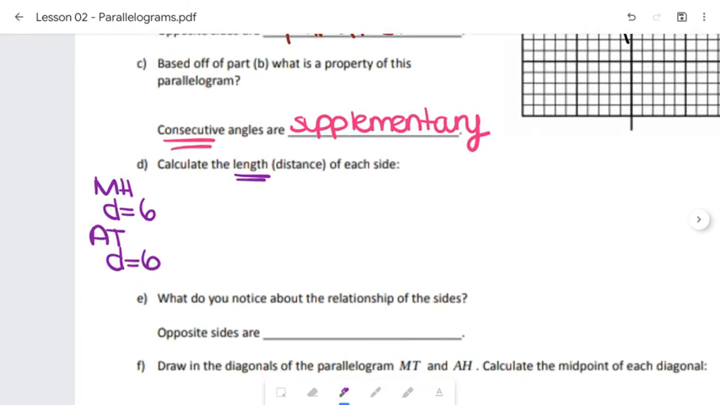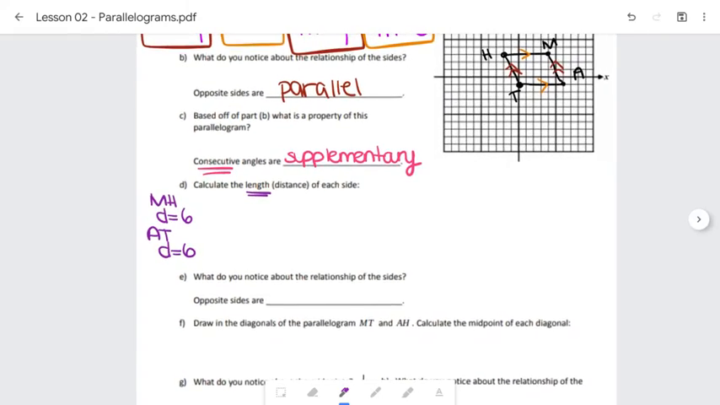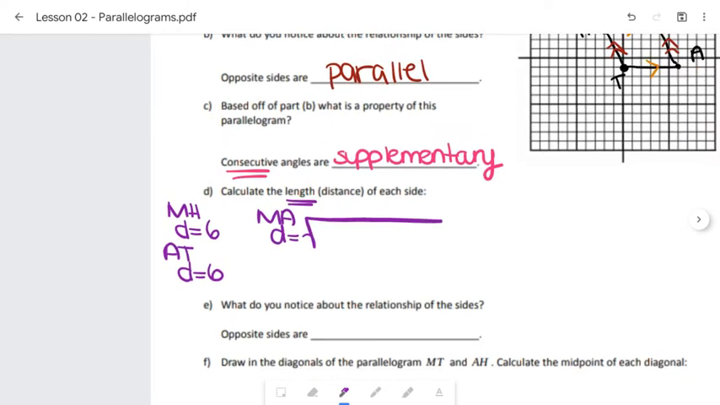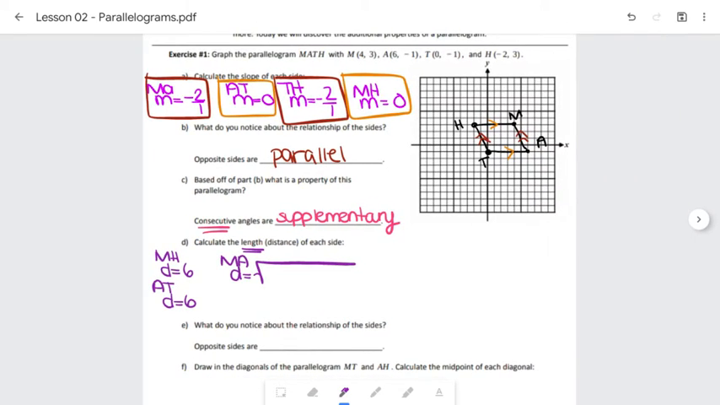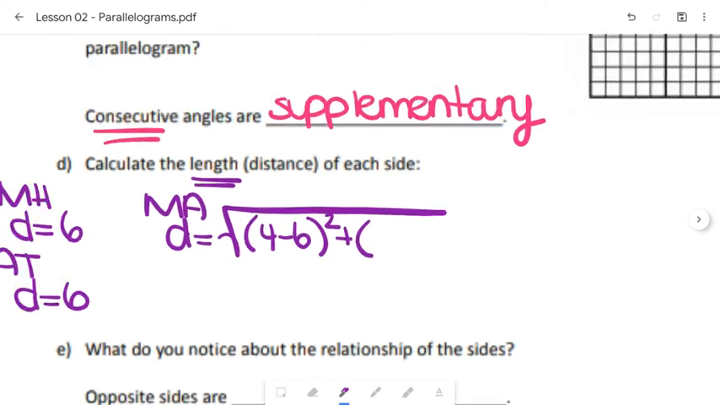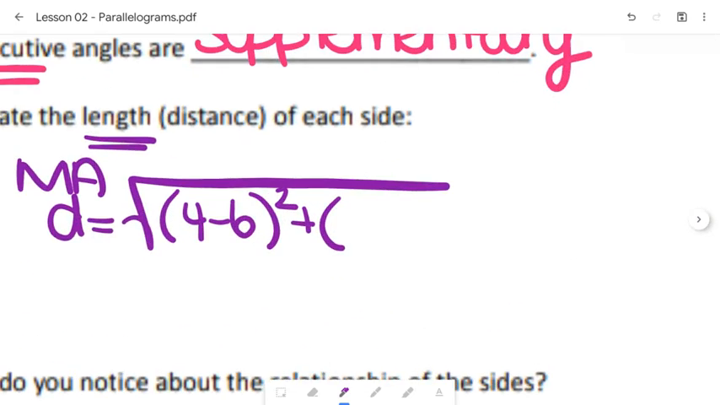Now I'm going to calculate the other two. So I'm going to calculate MA. Anything that's slanted means we have to use our distance formula. So I know MA is going to involve 4 subtract 6 squared plus 3 subtracted -1 squared.